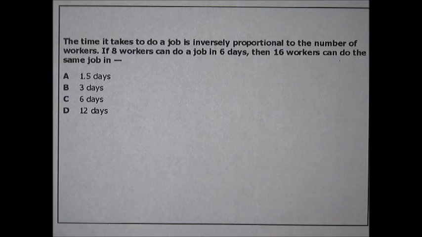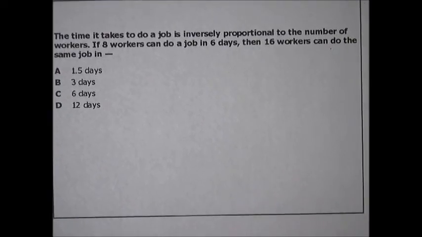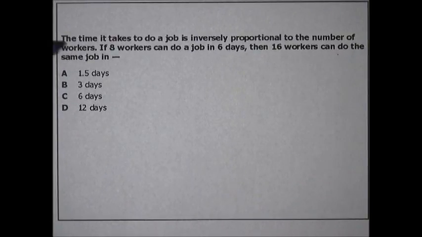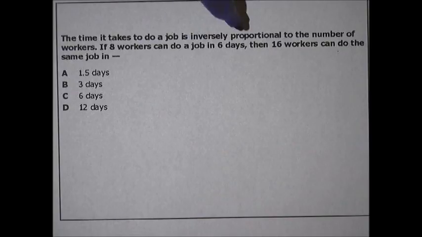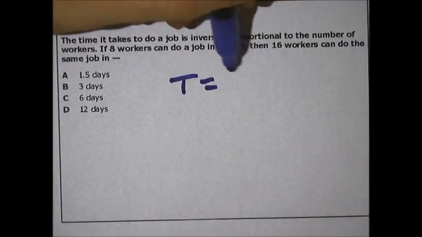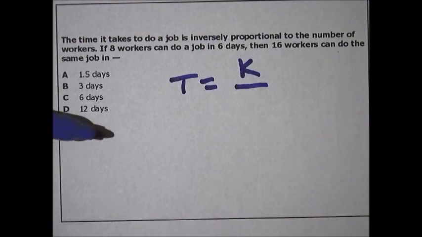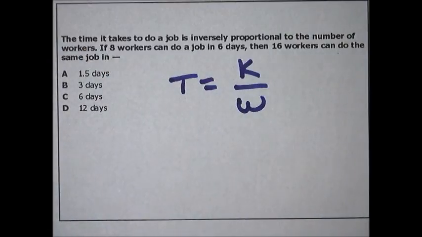The time it takes to do a job is inversely proportional with the number of workers. I would want to stop right there. You know it's a variation problem. It says the time it takes to do a job is inversely proportional. So that's telling me how it varies. It varies inversely. So I start over and I say the time varies. So time equals, it's inversely, so K over, what is it inversely varying with? Workers, W. So T equals K over W.